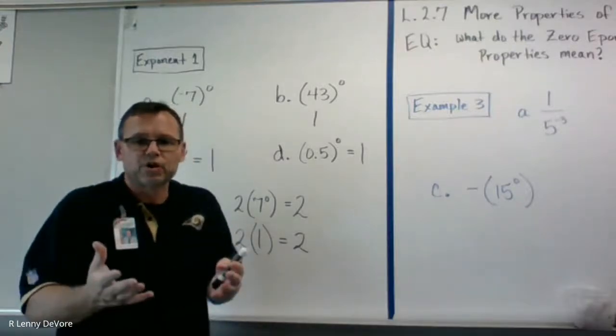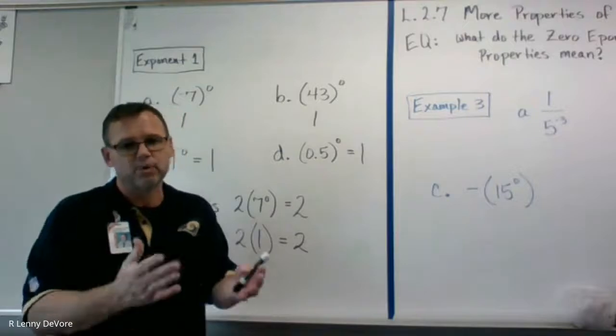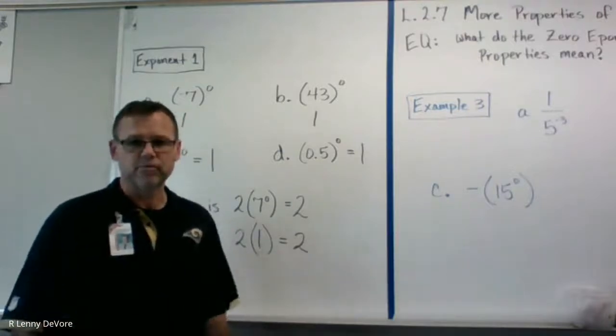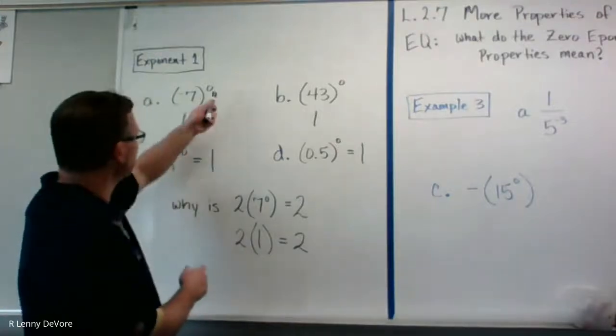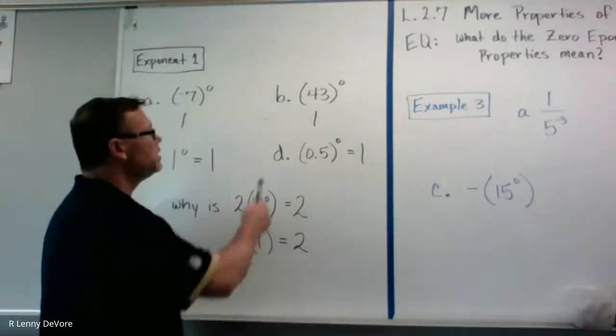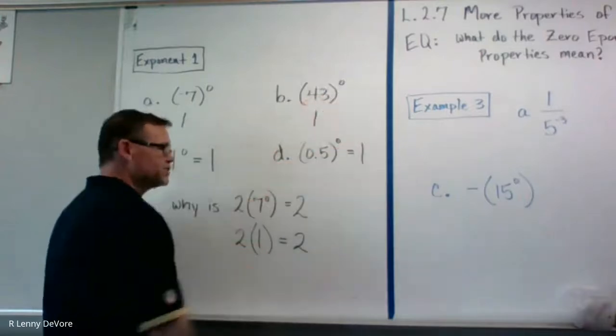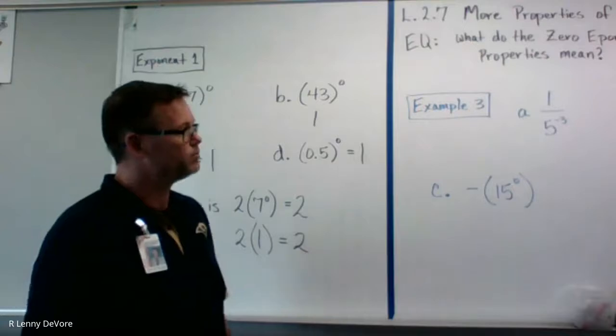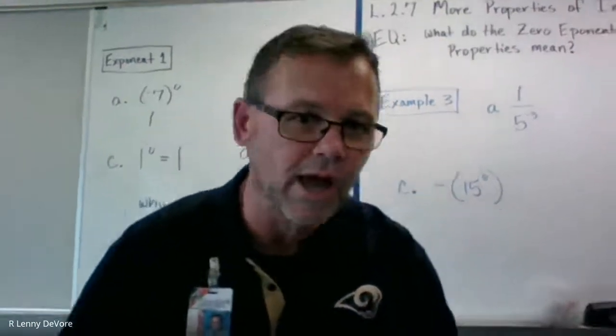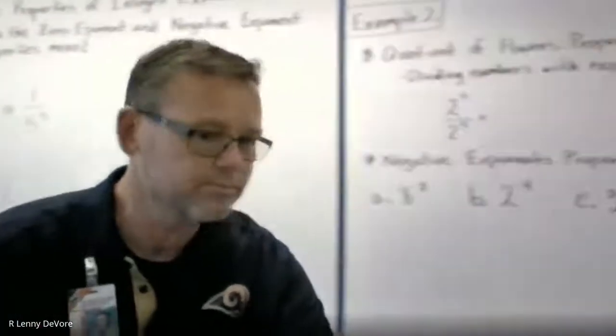The reason is the zero power means that we're dividing that number by itself. So in other words, -7 divided by -7 is going to be 1. 43 divided by 43 is going to be 1. So that means we're dividing it by itself. Let's look at example 2.